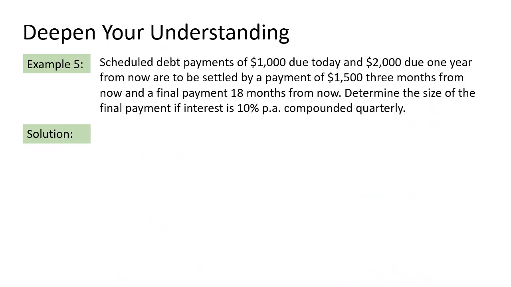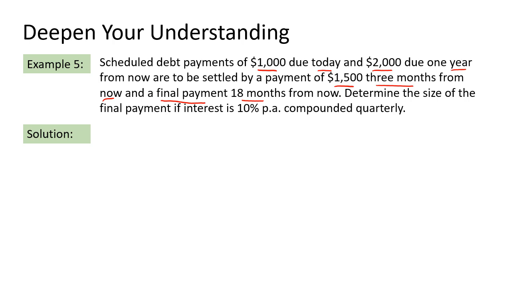Okay, so let's look at our 5th example. And this one, again, adds a little bit more complexity. Scheduled debt payments of $1,000 due today and $2,000 due 1 year from now are to be settled by a payment of $1,500 3 months from now and a final payment 18 months from now. Determine the size of the final payment if interest is 10% per annum compounded quarterly.